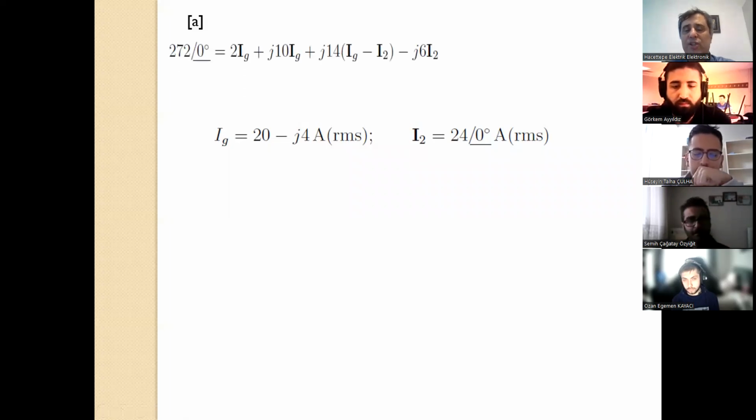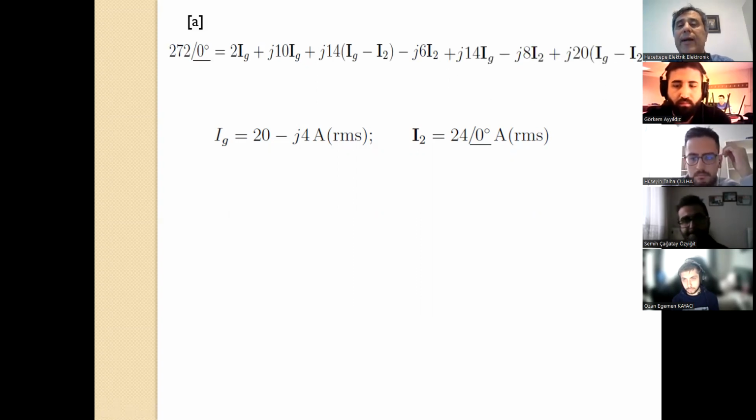I have to write the equations from both sides. I have to follow each component and the mutual inductances. So I have such a long term. Well, 2IG, J10 IG, J14. This is the first mutual: IG minus I2, minus J6 I2. And then this is going to be all the induced voltages and the appearing voltages on the first mesh current.